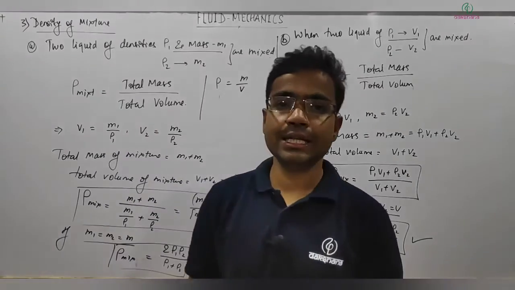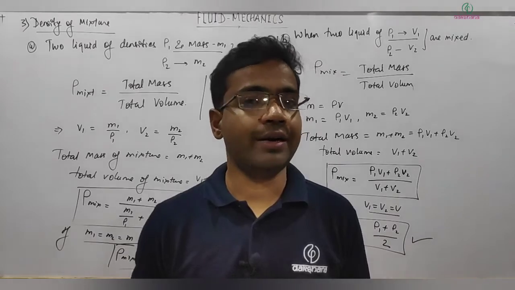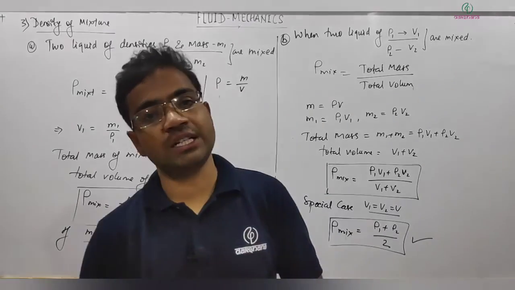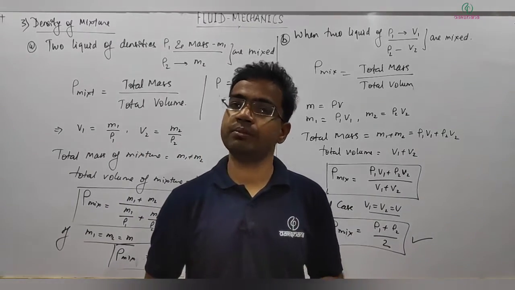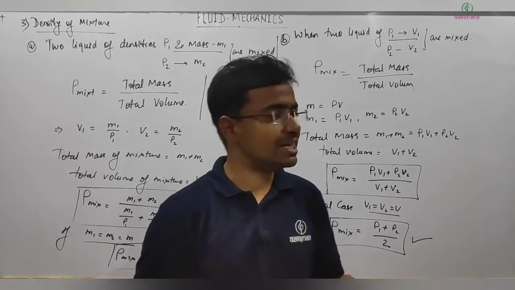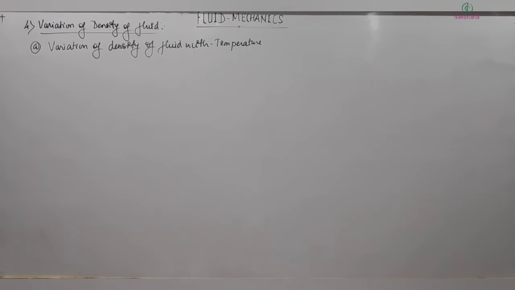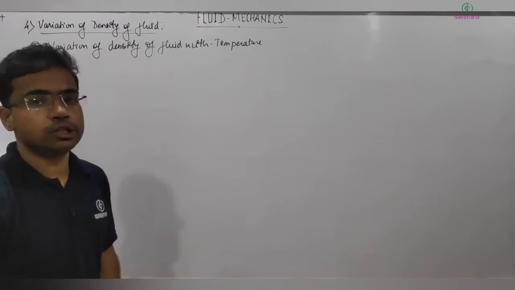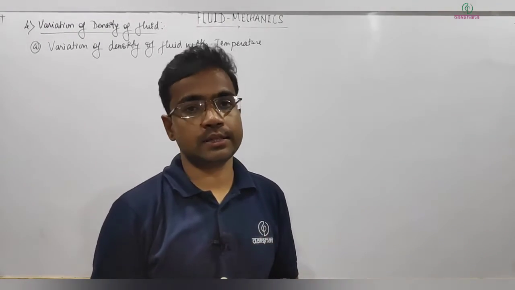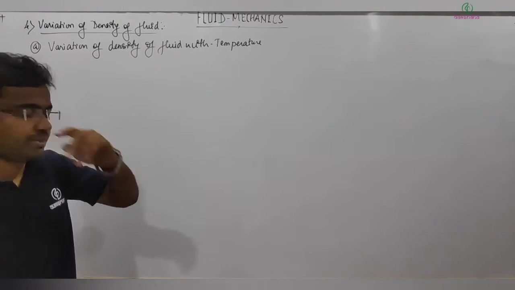Next thing is, is density constant for a fluid, or does it depend on some parameters? The point is, yes, it depends. And what are those factors which affect the density? The two factors which we are going to study primarily are temperature and pressure. So let's see how density varies with temperature and pressure. Okay, so next is variation of density of fluid. There are two factors which affect the density, that is pressure and temperature. So let's talk first about variation of density of fluid with temperature.